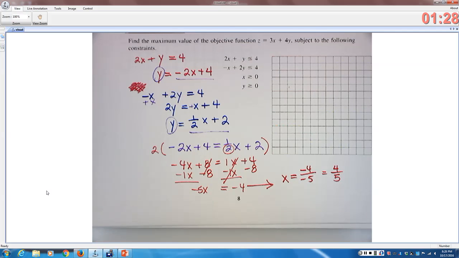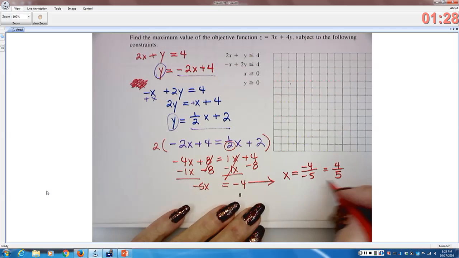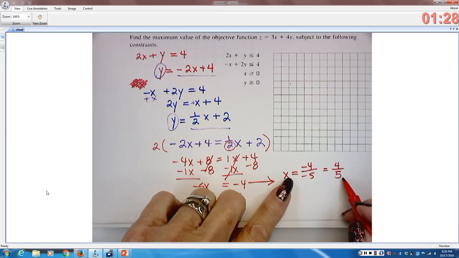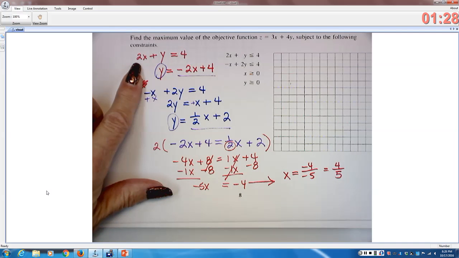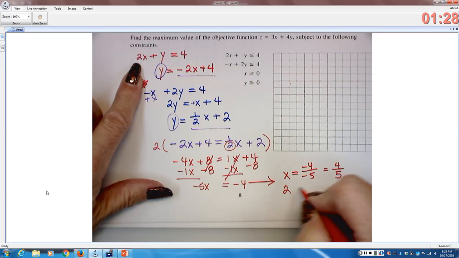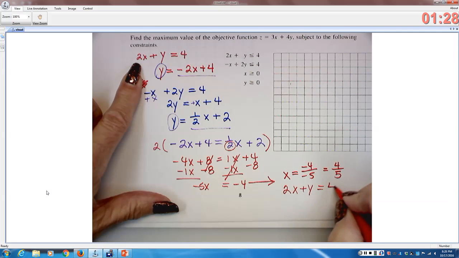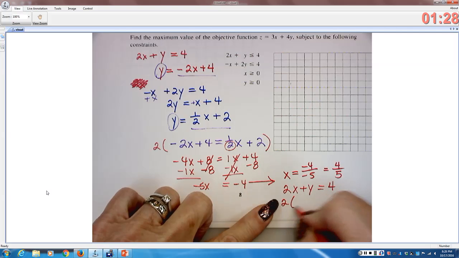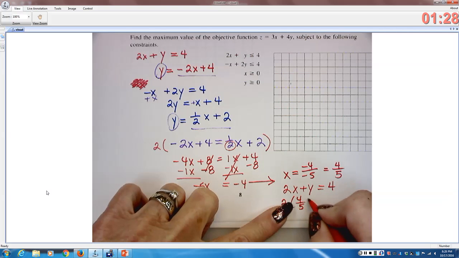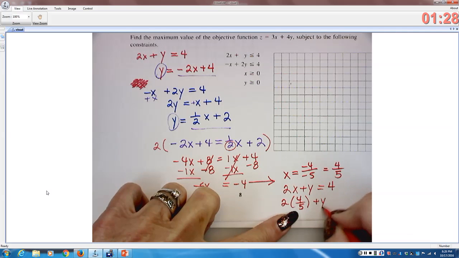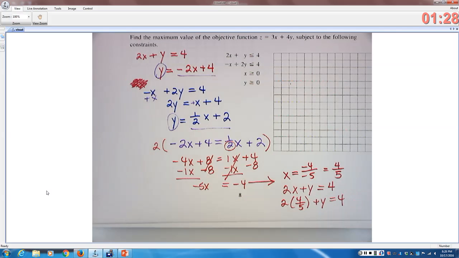And then you're going to say, well, okay, that's nice. How am I supposed to find out what y is? You plug x back into your equations. So if I have x equals 4/5, I go back to 2x plus y equals 4, and I plug in 2 times 4/5 plus y equals 4.